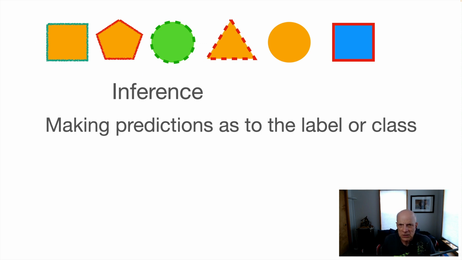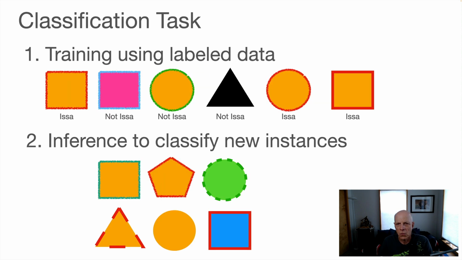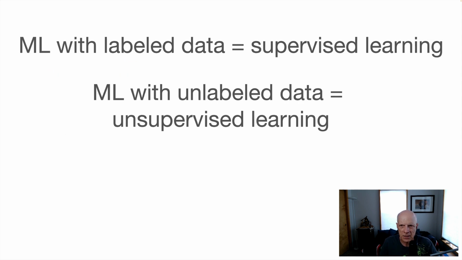So what we've done is called a classification task, and the first part of a classification task is training using labeled data. So we have that labeled data set, and we're learning what is an ISA. We just have some set of examples, and we're making that abstraction or building a model. And once we do that, we can use inference to classify new instances. So we can see new objects and make these labels. And when we have a machine learning task that uses labeled data, that's called supervised learning. So supervised learning simply means a machine learning task that uses labeled data. And machine learning with unlabeled data is called unsupervised learning. And we'll see an example of that later on in this course.